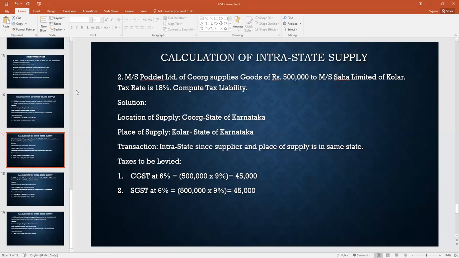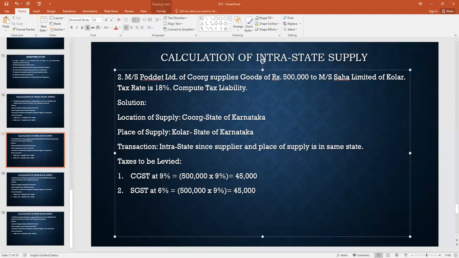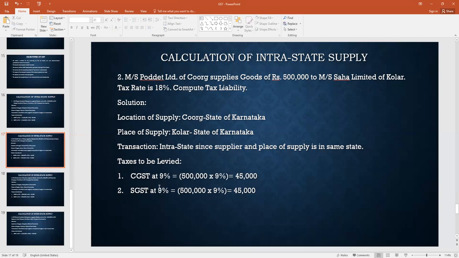So how will we calculate the tax? Here the total tax rate is 18%, so we need to divide it equally. The 9% will go to the central government and another 9% has to be collected by the state government. So if you want to collect 9% on 5 lakh rupees, 45,000 should be the central GST and another 9% on 5 lakhs, another 45,000 will be the state GST. So this is how we calculate GST on intrastate supply.